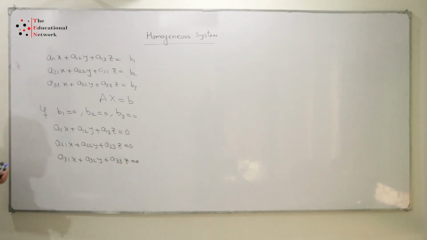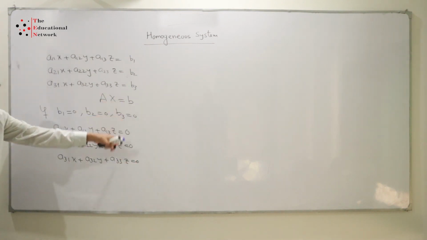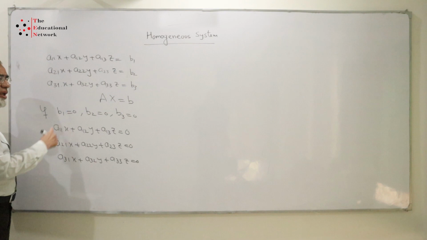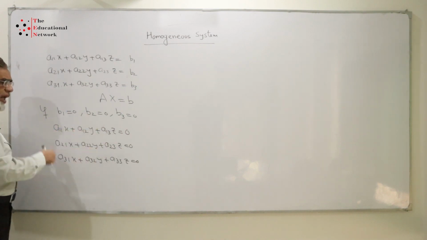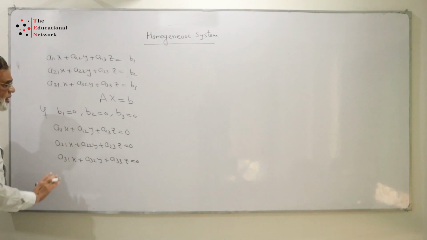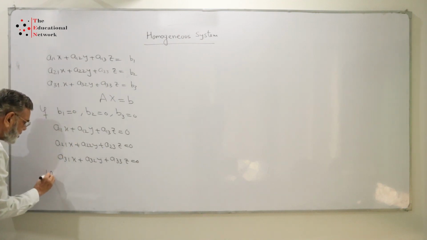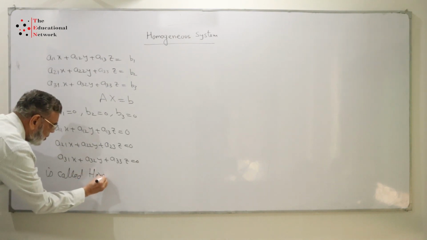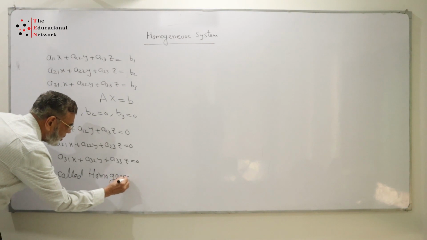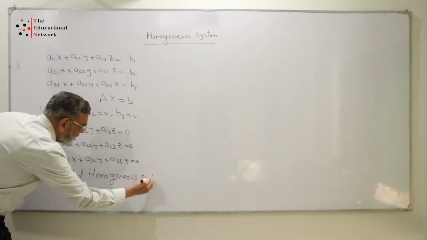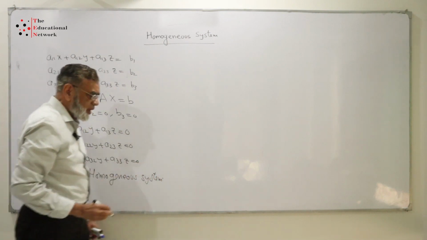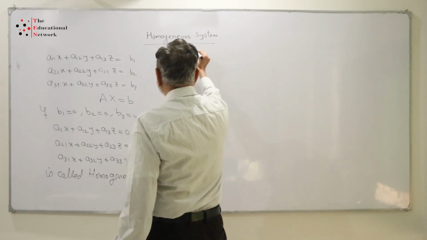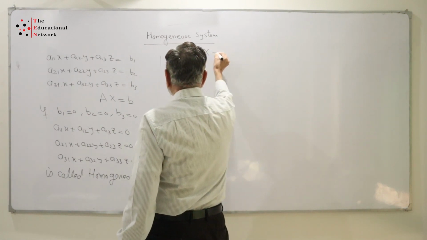So we say this system is a homogeneous system. The vector b is equal to 0. Homogeneous means it contains the variables x, y, and z, and all the constants on the other side are 0. So solving this one is called solving a homogeneous system. There are some interesting facts about it that we want to see before we go further. For this system, we can write the matrix form Ax equal to 0.